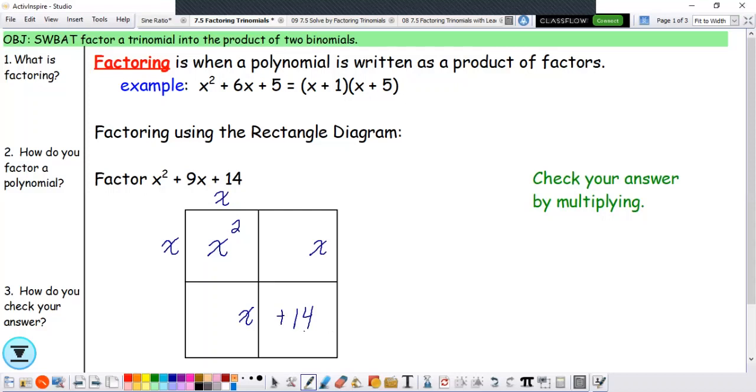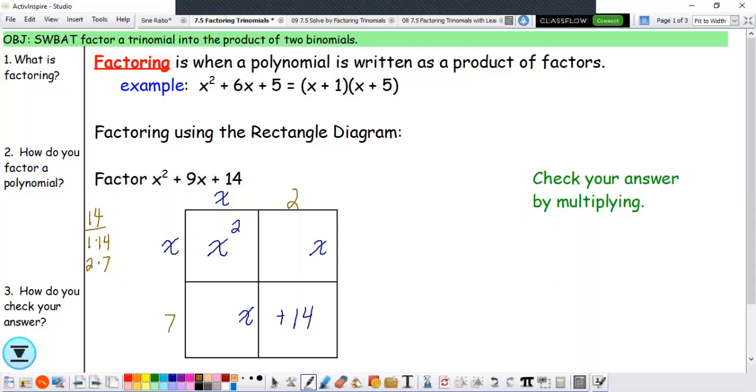Now, the key to this is we need to find what are factors of 14 that we can use, that when we multiply with the x's to fill in these 2 corners, the upper right and the lower left, these 2 terms will combine to give us 9x. You might want to think of it as, what can I multiply to get 14 that will combine to give me 9? You might want to take the time to write out factors of 14. 14 can be 1 times 14, and it can be 2 times 7. Well, which of these would most likely get me 9?